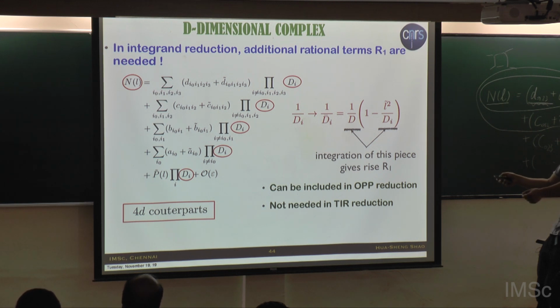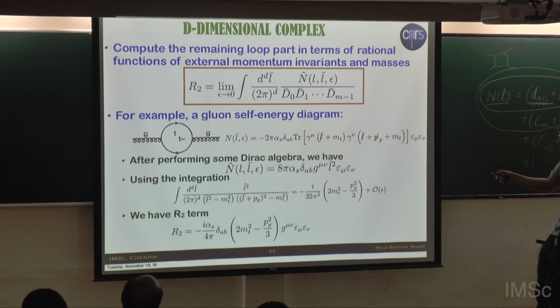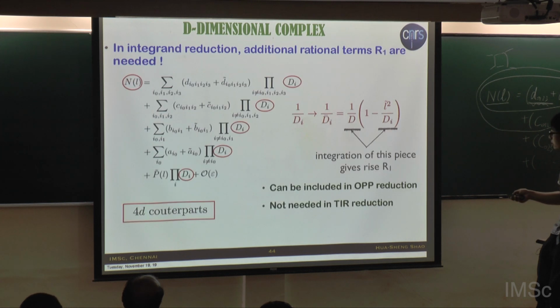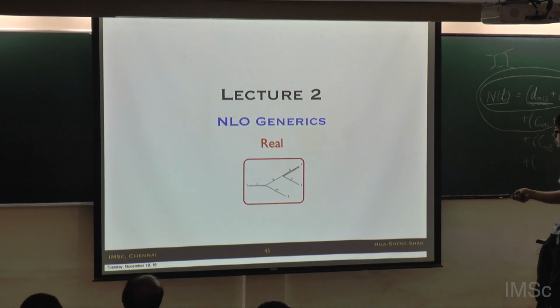But we don't need that, because we do it directly at the integral level, so we can directly integrate the numerator with N_L, not N_theta, with D0 bar, D1 bar. Directly integrate this to do the reduction directly at this level. Okay. So for TIR we don't need it. It's just at the OPP integrand level. So then we go to the real.